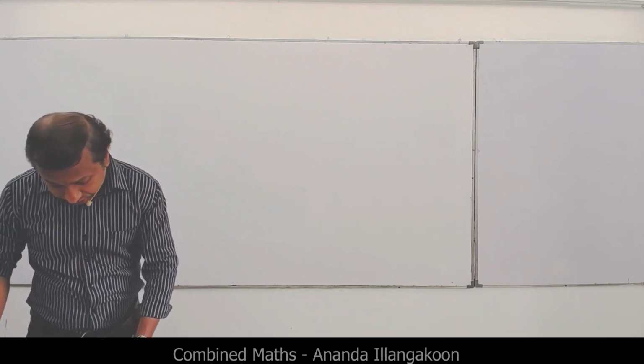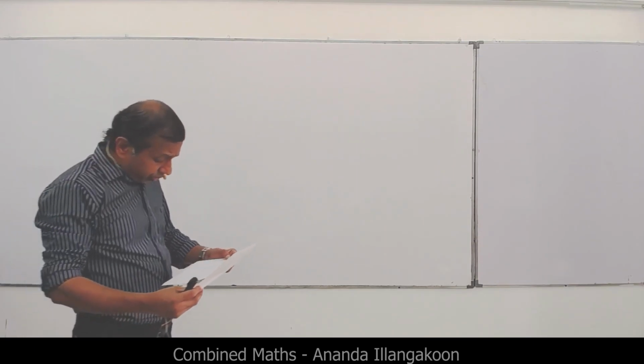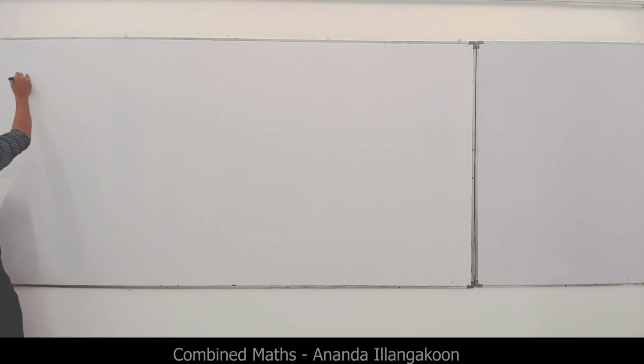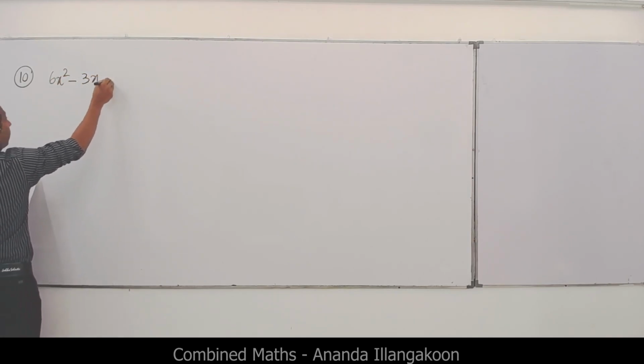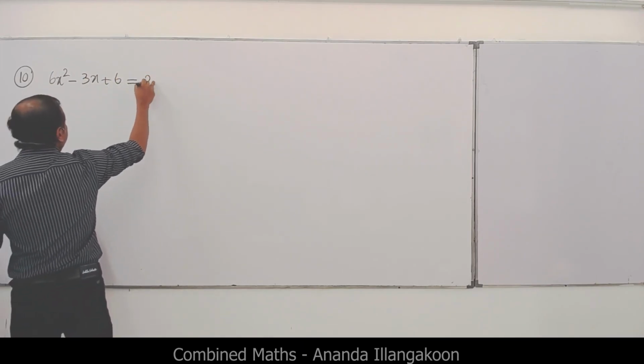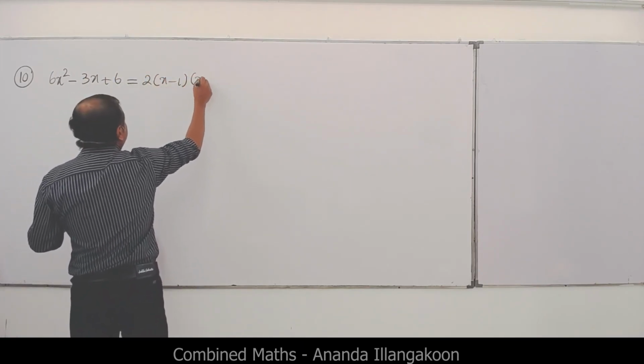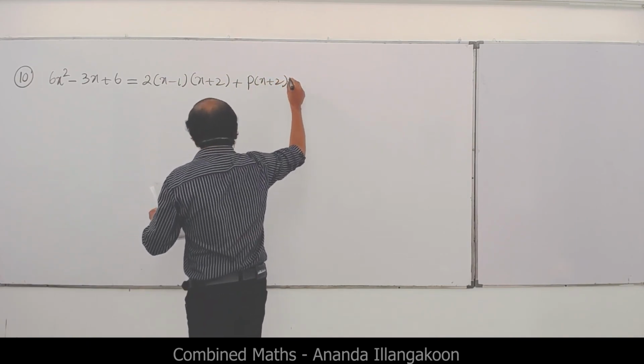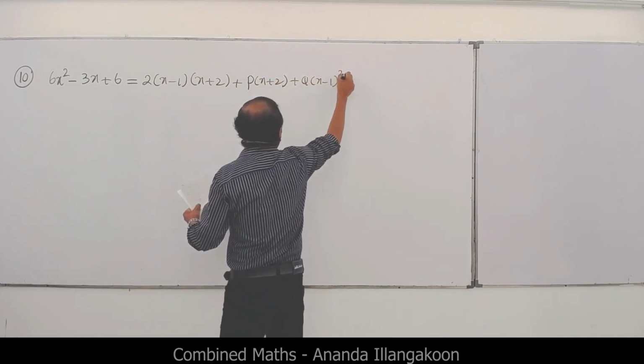Right. Question number 10, the next. Find the constants P and Q such that 6x squared minus 3x plus 6 is equal to 2 times (x minus 1)(x plus 2) times (px plus 2q) times (x minus 1) perfect square. That is, 6x squared minus 3x plus 6 is equal to 2 times (x minus 1)(x plus 2), plus p times (x plus 2), plus q times (x minus 1) perfect square.